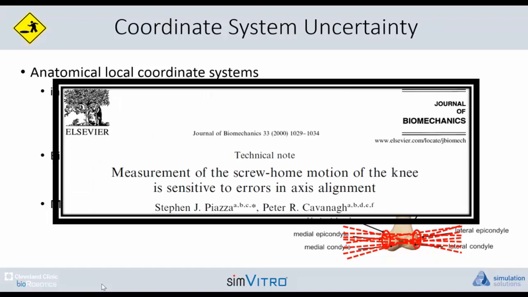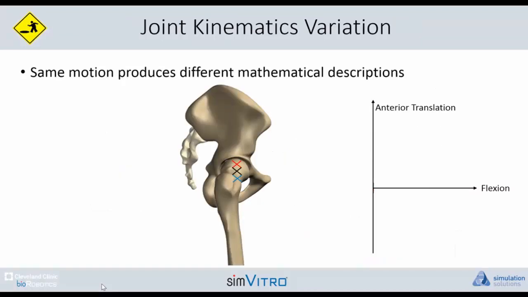As a result, other people have started to quantify this, right? This is nothing new. Here's a paper from 2000 where they were looking at the screw home mechanism of the knee and recognizing that depending on where you place the coordinate system, you can make that screw home mechanism show up or disappear in your data. We also have issues where variation in that digitization or landmark identification can change these mathematical descriptions.